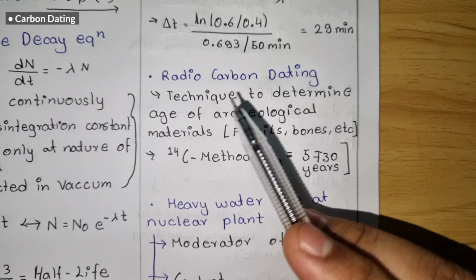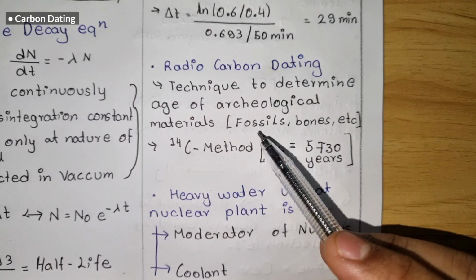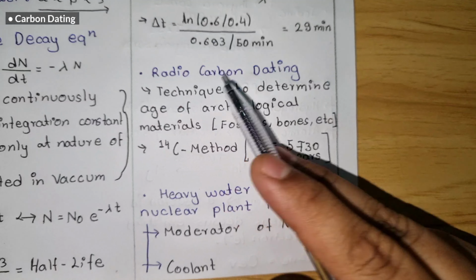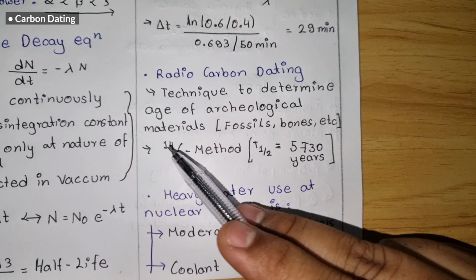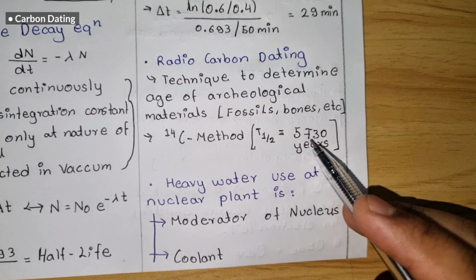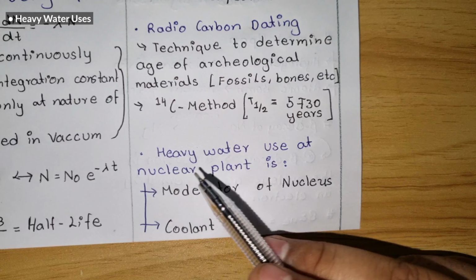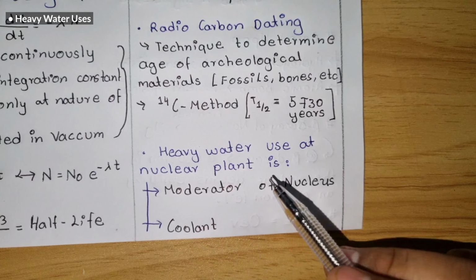Radiocarbon dating is a technique to determine the age of archaeological material, that might be fossils, bones, etc. Radiocarbon dating is also known as the 14C method, that is, it is based upon carbon-14 isotopes which have a half-life of 5730 years. Heavy water, that is D2O, is used at nuclear plants as a coolant and moderator of the nucleus.